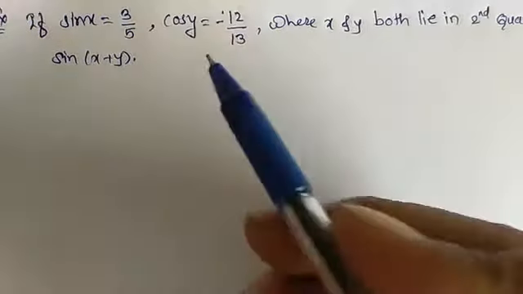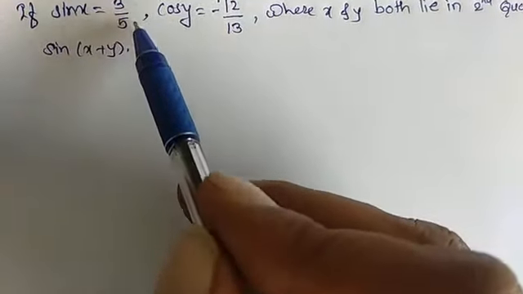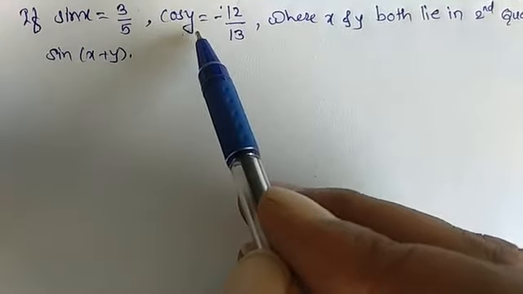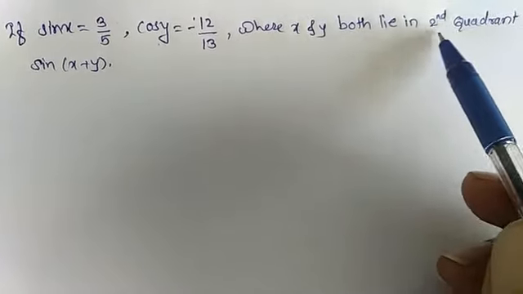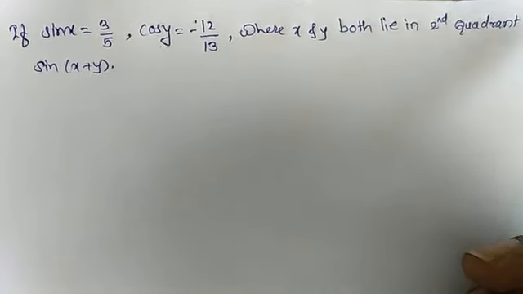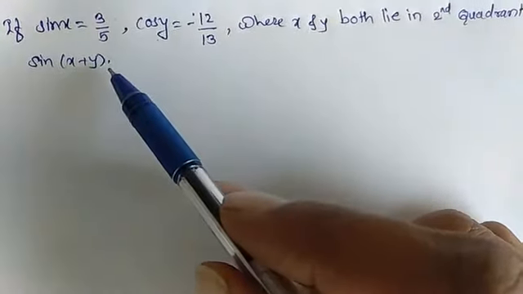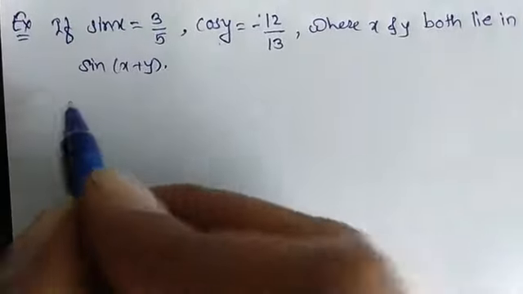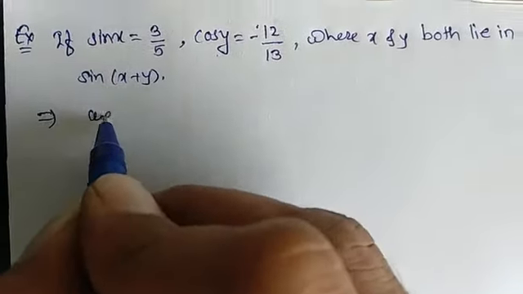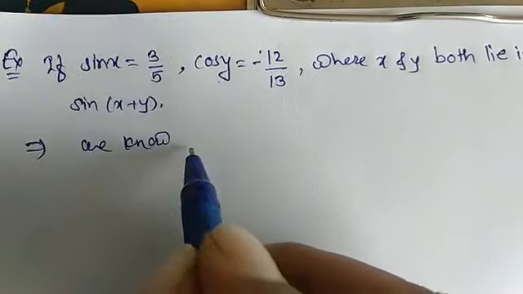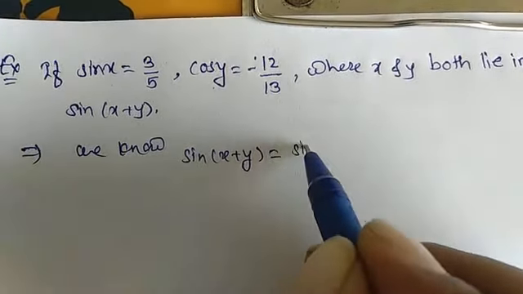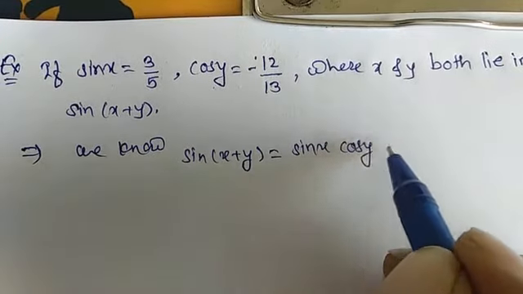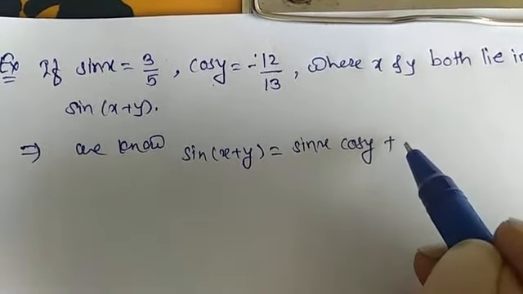Now consider the next example. If sin x is equal to 3/5, cos y is equal to −12/13, where x and y both lie in the second quadrant, find sin of (x + y). So we know sin of (x + y) is equal to, the formula is sin x cos y + cos x sin y.